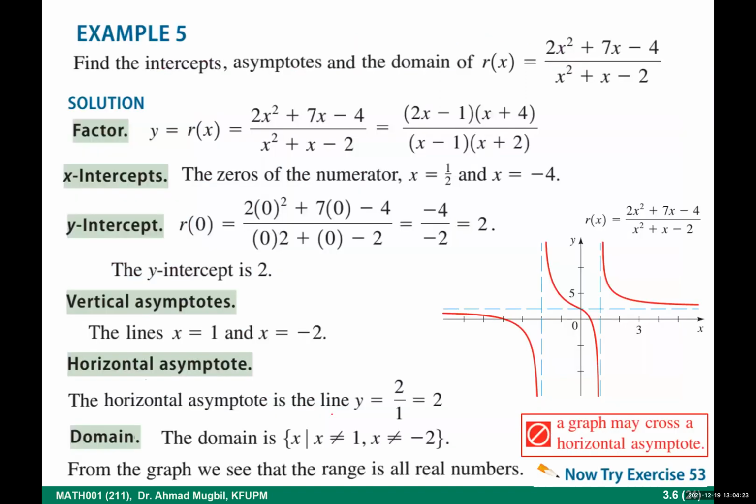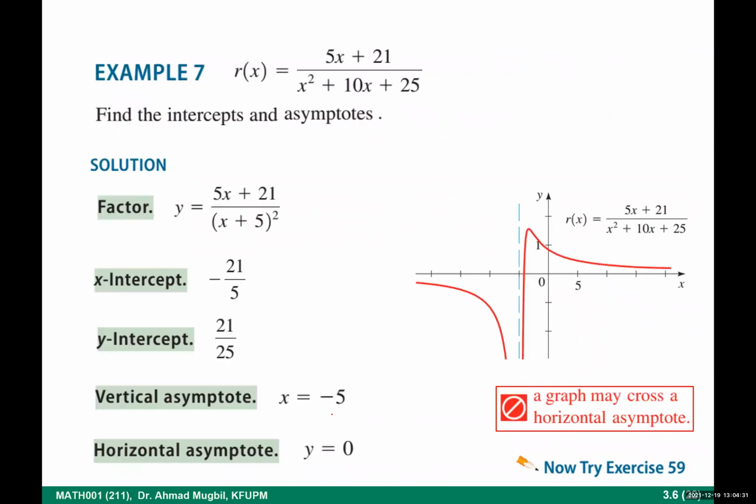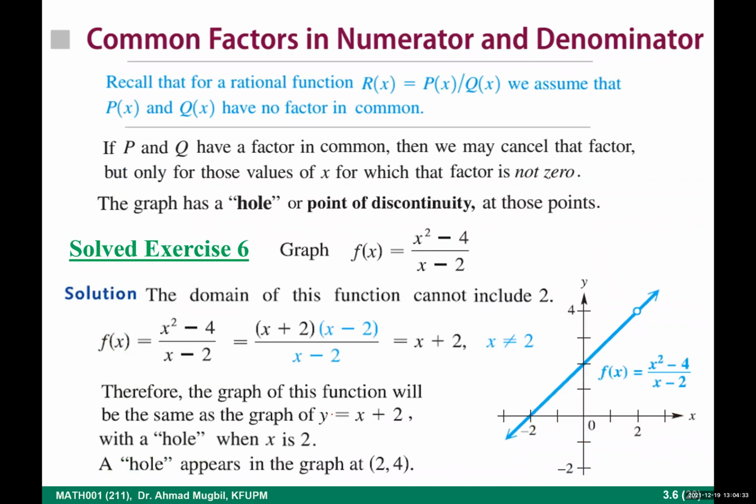And we had several examples about that. Some of them cross the horizontal asymptote, some of them don't. Also, we have considered the case when you have a common factor between the numerator and the denominator. Like this, for example. In this case, you will cancel, but you should consider where you can cancel, where the factor is not 0.